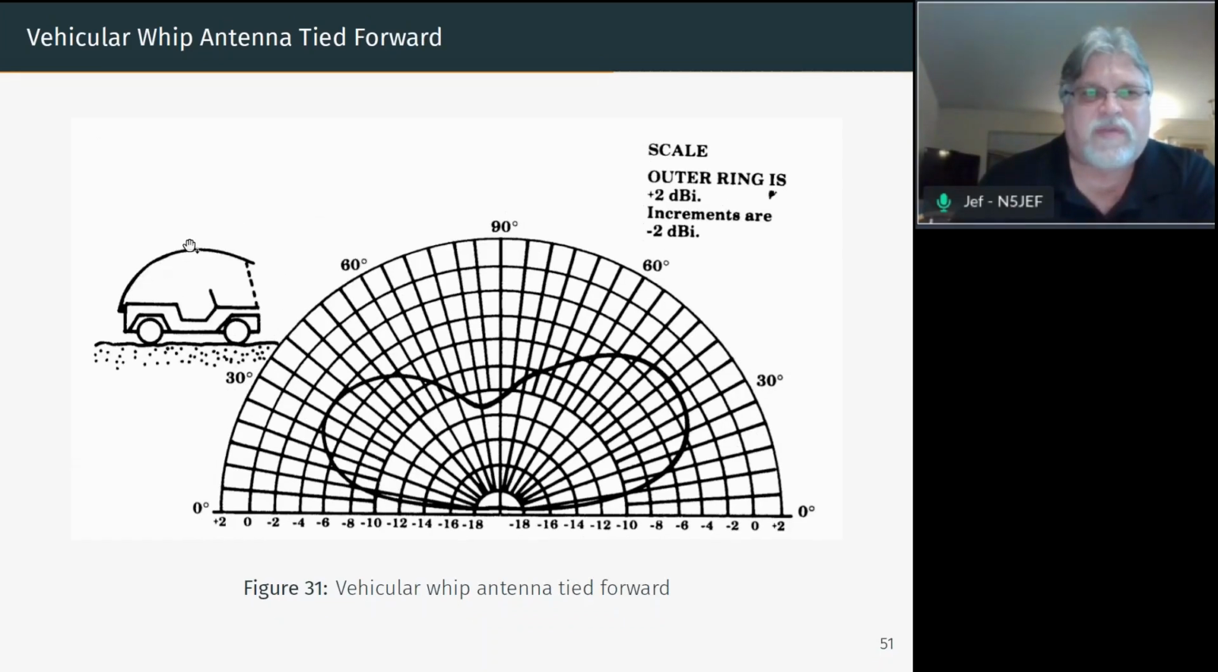Here's one that's even better, where they fold it back over the front of the Jeep, and so it's more symmetrical, and the pattern is better for getting it up there. Still, as you can see, it's going to be more for distance at like the 45-degree angle rather than close to 90. But if you have a Jeep and a 15-foot whip, that's the way to do it.